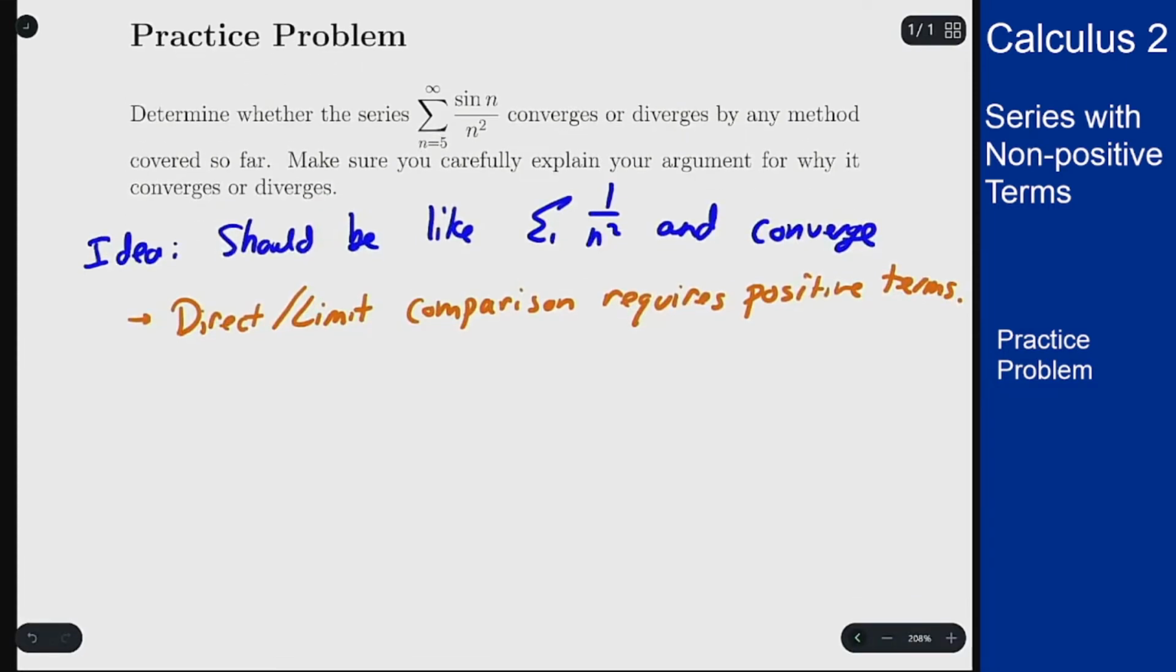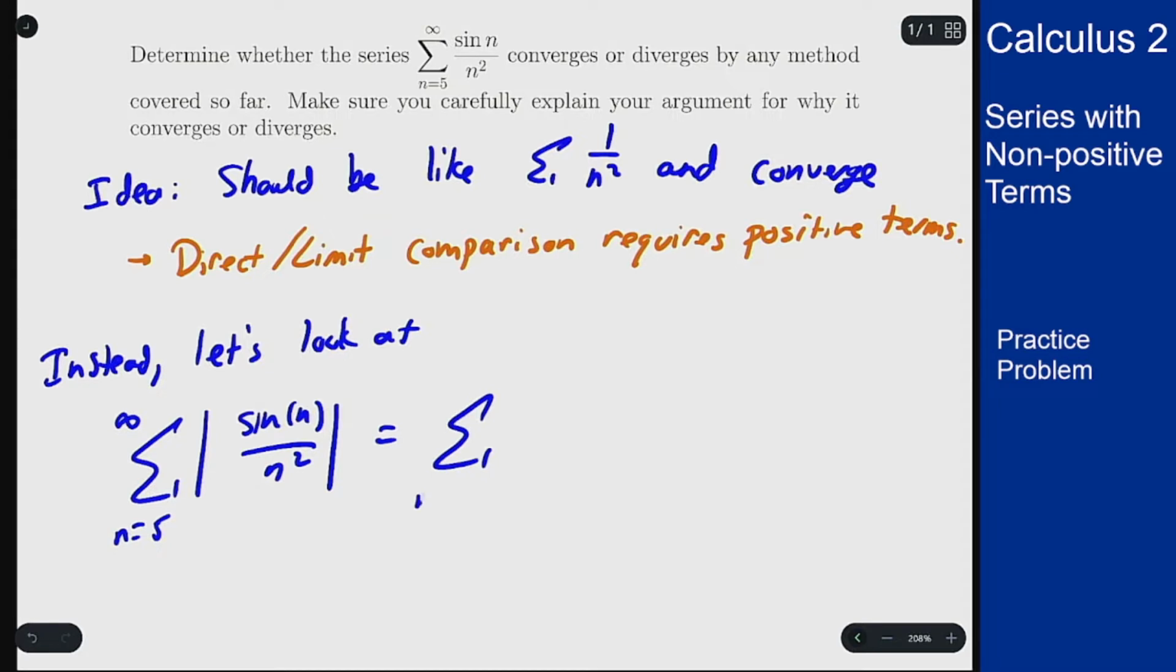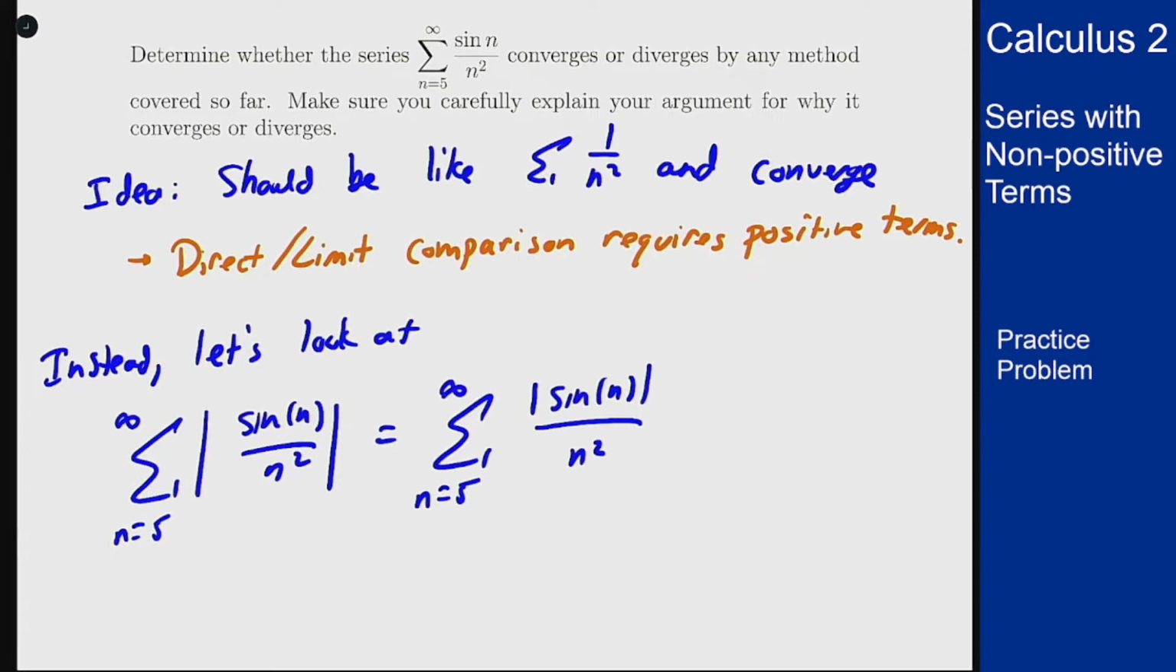So instead, let's look at the sum from n equals 5 to infinity of the absolute value of sine of n over n squared. And since n squared is always positive, that's the same thing as the sum from 5 to infinity of the absolute value of sine of n, over n squared. Now that we have all positive terms, we can do our direct comparison test.